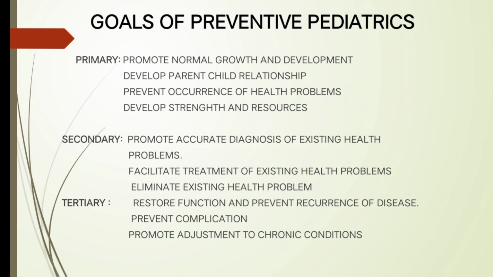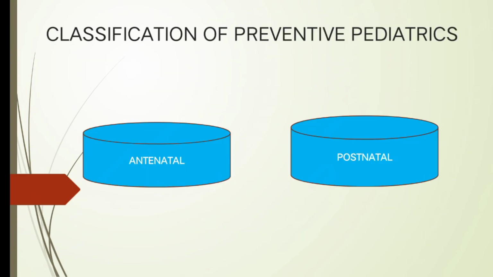And the goals of secondary prevention next is tertiary preventive pediatrics. The goals of tertiary preventive pediatrics is to restore the functions and prevent the recurrence of disease. We are going to prevent the further complications of that particular disease. That is the goals of tertiary preventive pediatrics. So next we are going to see the classifications of preventive pediatrics.